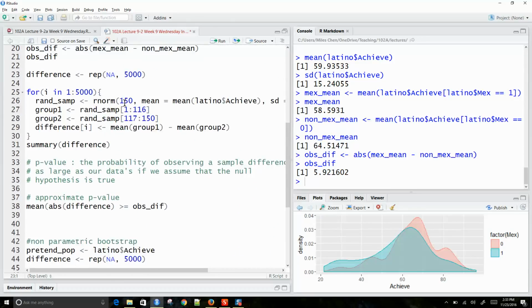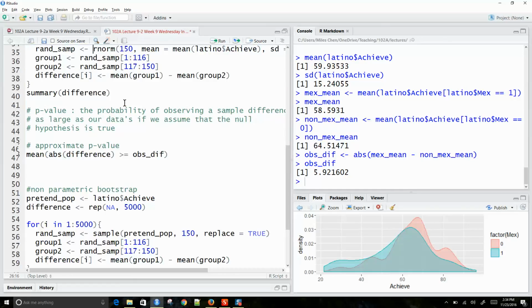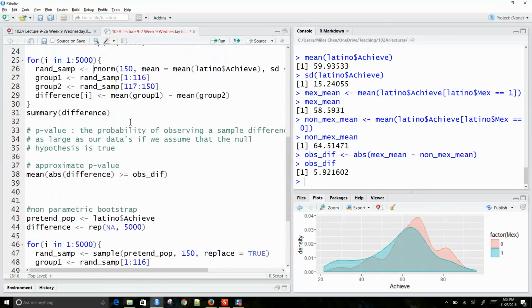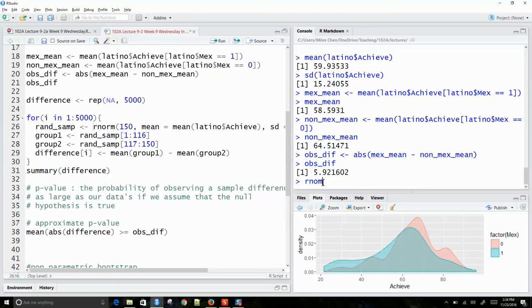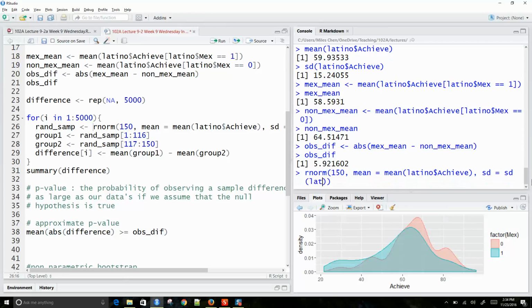Okay, so to do this, let me just show you one of these. I'm going to say random normal. So basically, I'm going to just do rnorm, and I say I want 150 values, and the mean that I'm going to use is the mean coming from my data set. I'm going to take the mean of achievement, and then the standard deviation I'm going to use will be the standard deviation from my data set also.